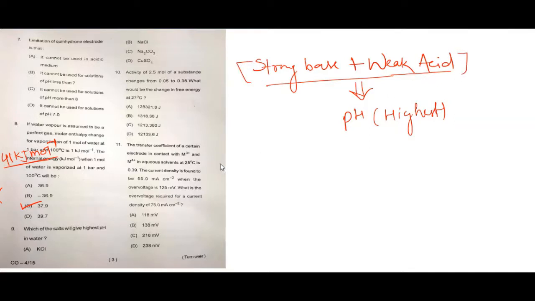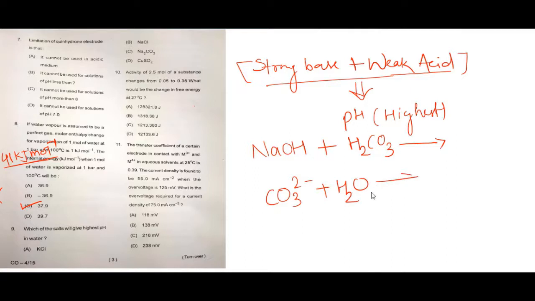And how? When we take NaOH, sodium hydroxide, plus H2CO3, carbonate, and what will we get? The solution is water. Otherwise, I can write this as CO3 2 minus, carbonate in radical form, plus water. This gives, in reversible direction, HCO3 minus plus OH minus.